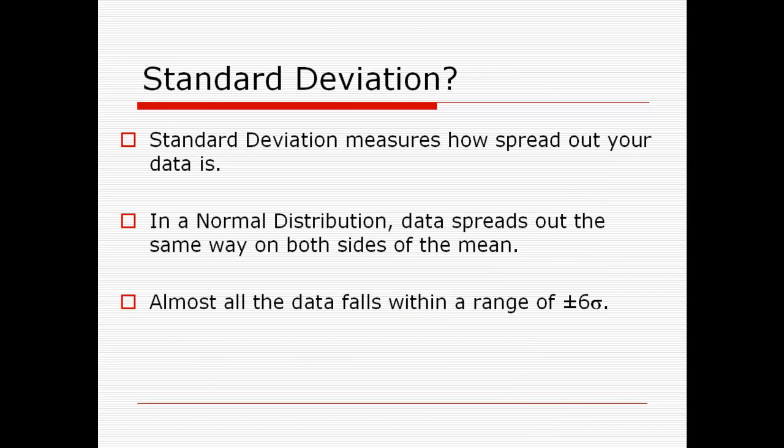What is a standard deviation? Standard deviation is a statistic that measures how spread out your data is. In a normal distribution, the data spreads out the same way on both sides of the mean. Almost all of the data falls within a range of plus or minus 6 standard deviations, or 6 sigma.